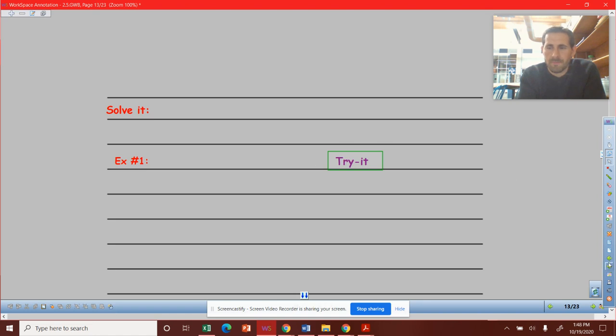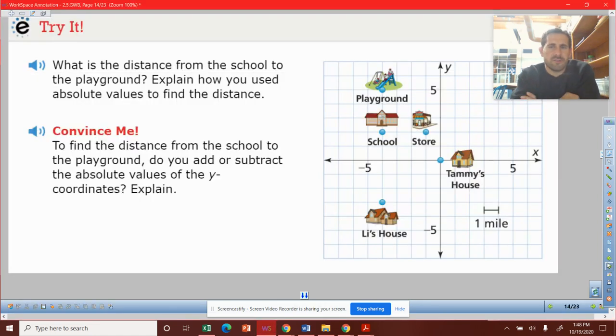Here's try it number 1. So we're using the same grid. What is the distance from the school to the playground? Explain how you used absolute value to find the distance. So they're clearly asking for absolute value, right?